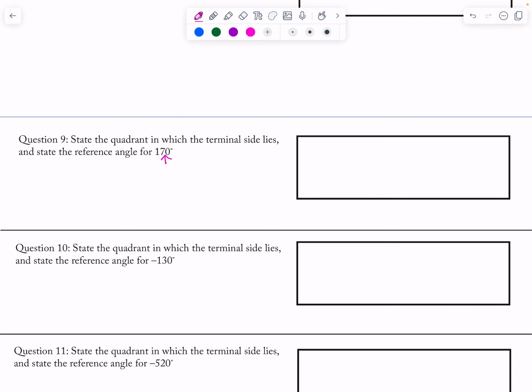Okay. State what quadrant I'm in and the reference angle for 170 degrees. So the quadrant that the terminal side lies in is quadrant 2. And then my reference angle is 180 minus 170. So my reference angle is 10 degrees. And I wouldn't ask you to find sine, cosine, and tangent right now because that's not in your special triangle. Okay.